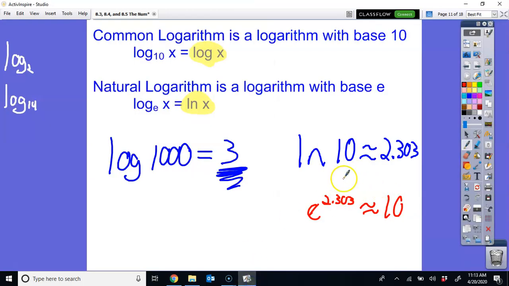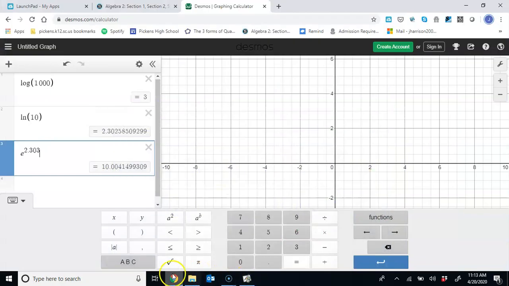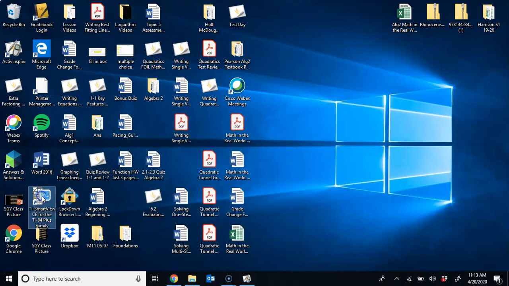So again, this base raised to this exponent equals this number. This base raised to this exponent equals this number. But these two are special. The common logarithm is always base 10. The natural logarithm is always base e. The reason I say those are the primary ones on the calculator is because typically for most of us we're using a TI calculator.